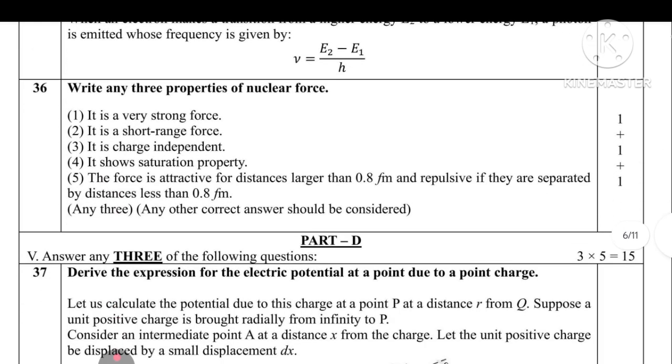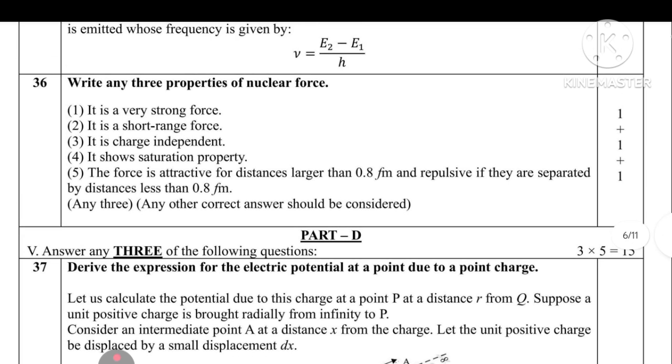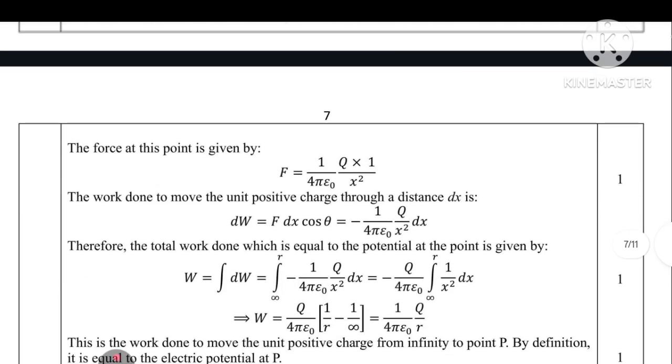And write any 3 properties of nuclear force. Any other correct answer should be considered. 1 plus 1 plus 1, total marks distribution. Coming to question number 37, which says answer any 3 of the following. 3 by 5 means each question is for 5 marks.